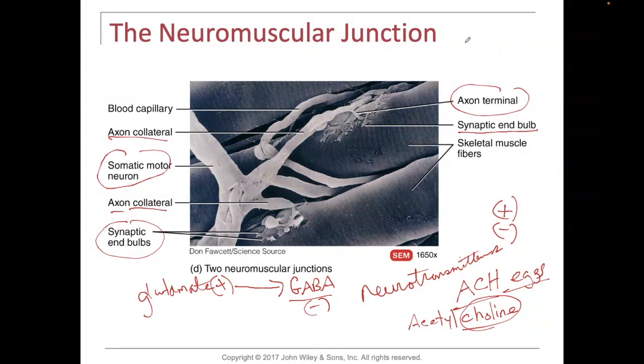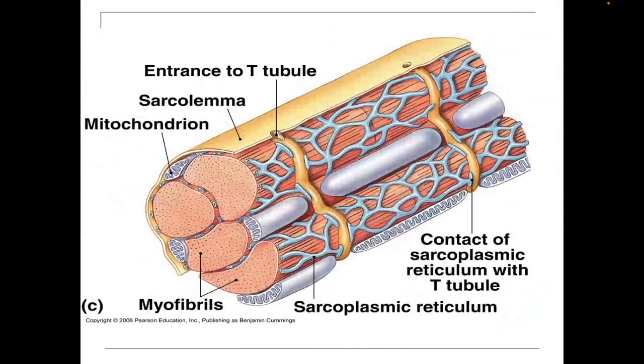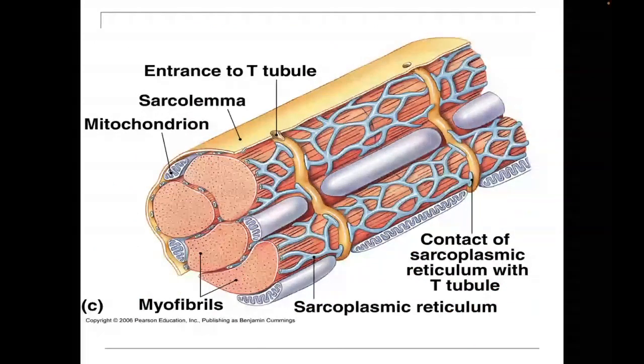At the neuromuscular junction, acetylcholine is always excitatory. It's going to make muscles contract. So there are some terms that you're going to be hearing, and I want to give you a good visual of what we're looking at here.